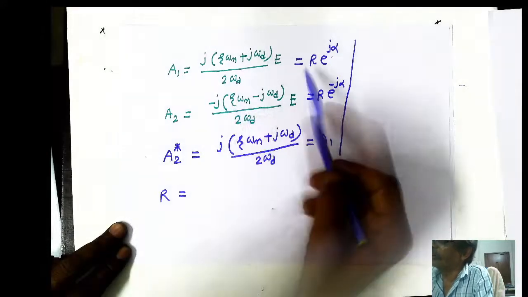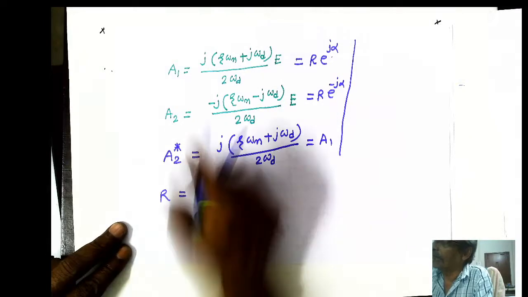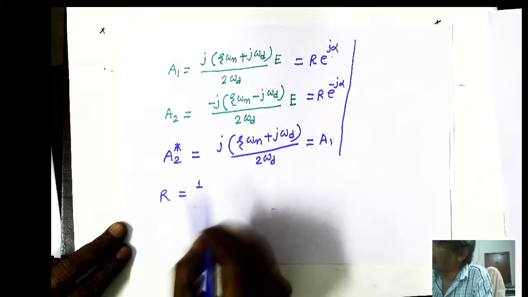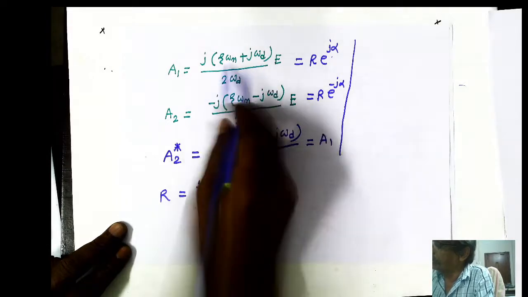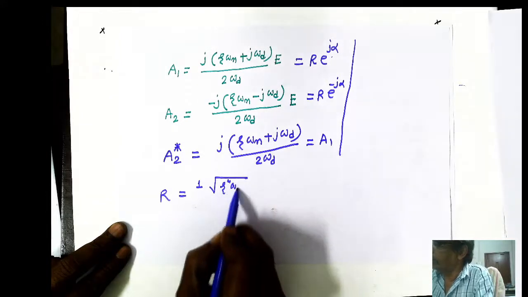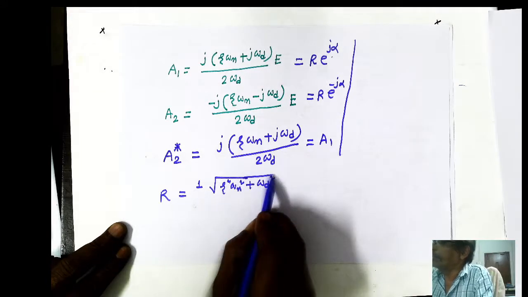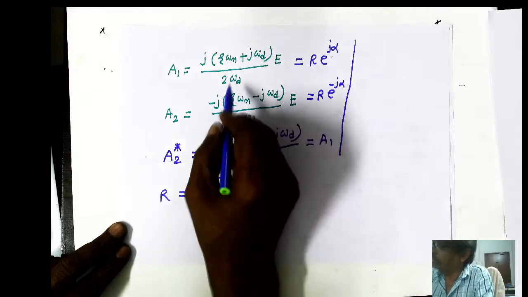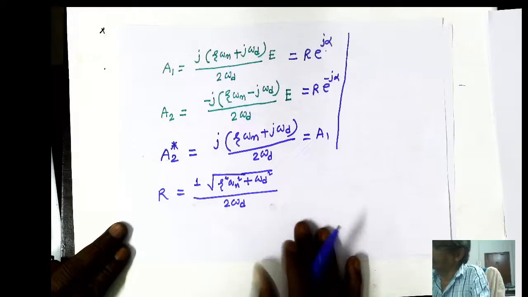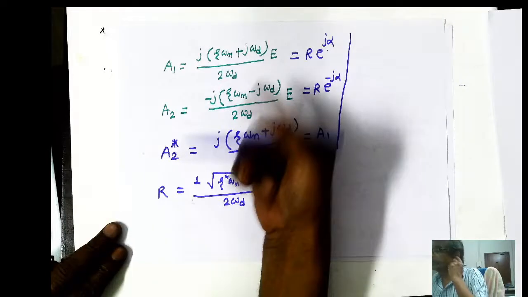So anyway, from the first equation, the magnitude of this polar form, the magnitude of j is 1, and the magnitude of the numerator is zeta square omega n square plus omega d square, and the magnitude of 2 omega d is 2 omega d, and into e. That's all. This will be the magnitude. It has got no complex conjugate.